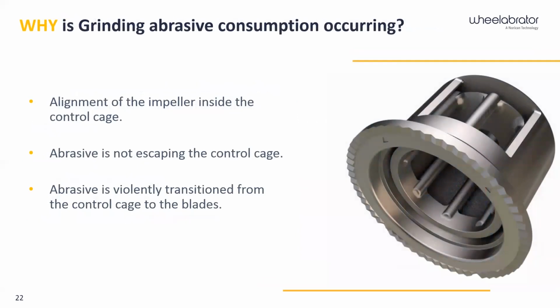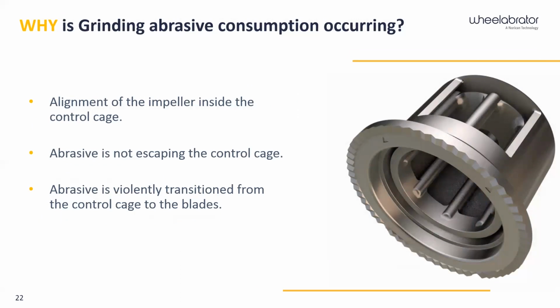Okay, the next one. Why is some of the grinding abrasive consumption occurring? From the video, we saw that abrasive is riding around, and you have to imagine that was a 3,600 RPM wheel. So that impeller was actually rotating at 3,600 RPM. A way that isn't often thought about is the alignment of the impeller inside the control cage. I highlighted that the impeller was the part moving around, and the control cage is stationary.